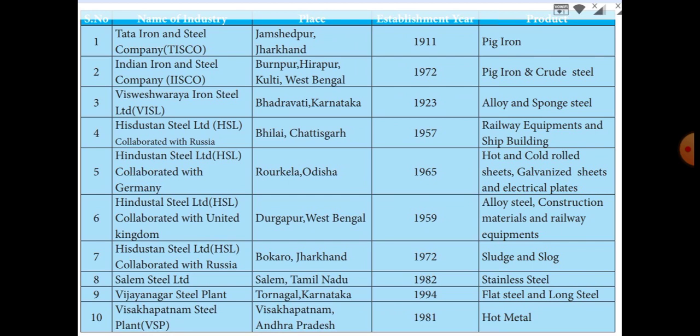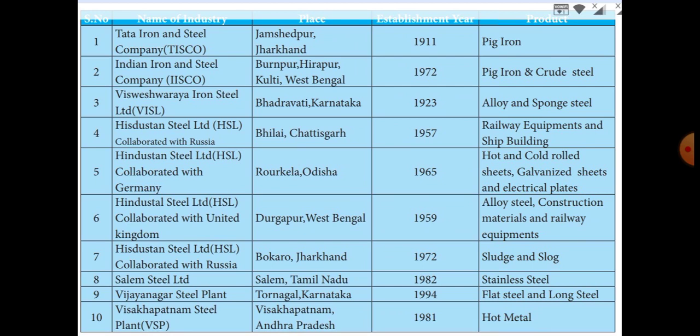Okay, first I am saying the names of the industries. The first one is the Tata Iron and Steel Company, TISCO. It is situated in Jamshedpur, Jharkhand. It was established in the year 1911. Pig iron was produced through this Tata Iron and Steel Company.